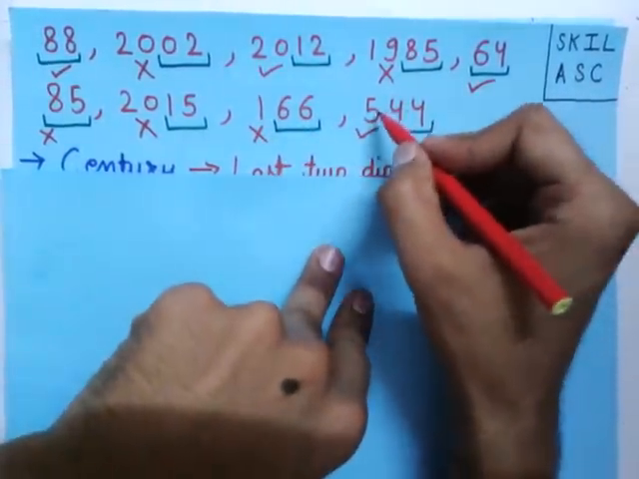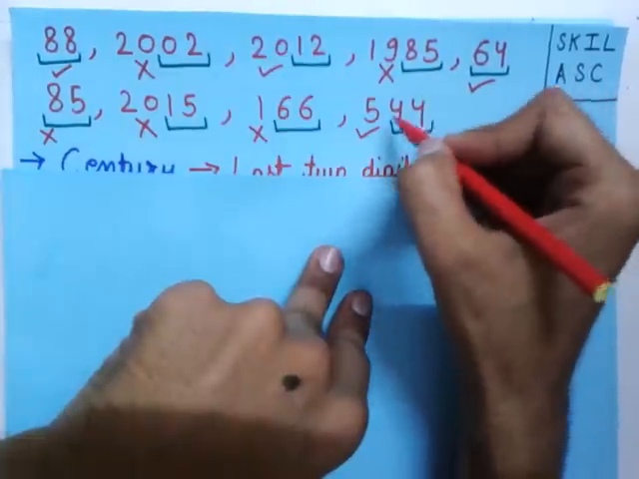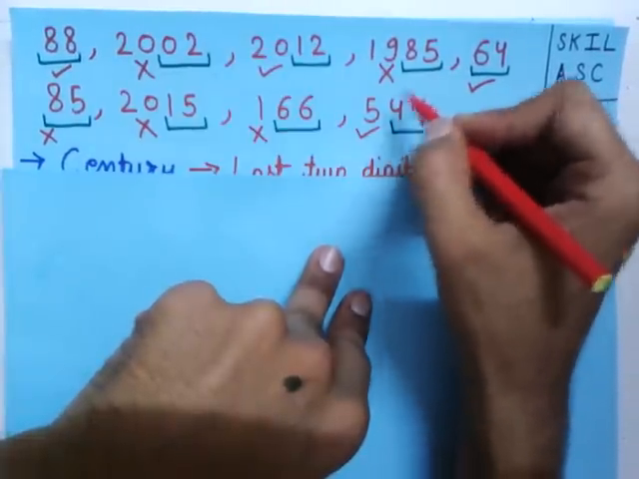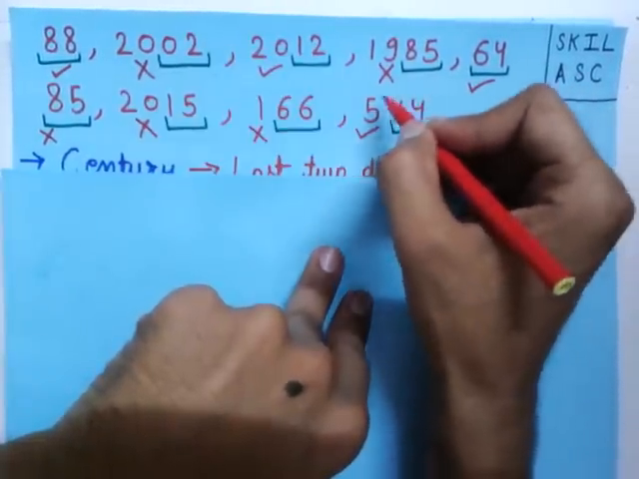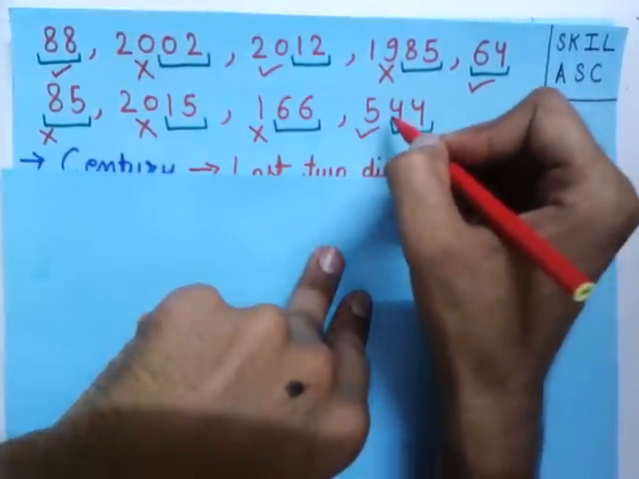Next year is 544. The last two digits are 4 and 4, and the number is 44. This 44 is divisible by 4. So this complete number is divisible by 4 and it means that it is a leap year.